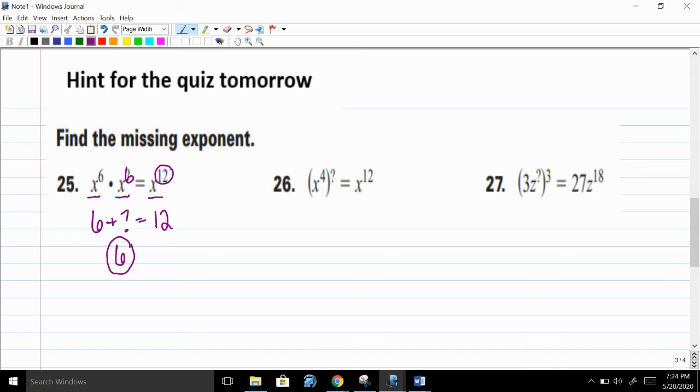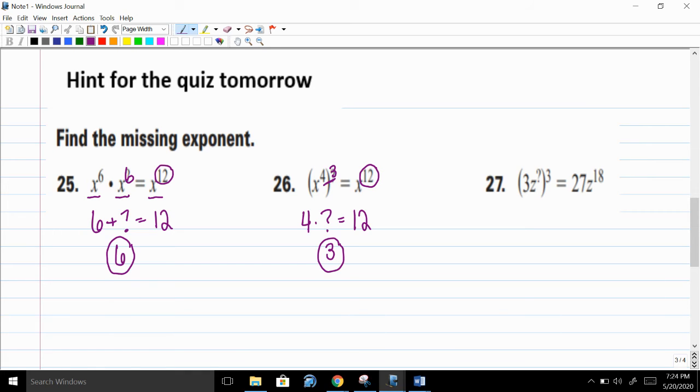Number 26, you have x to the 4th, to the power we don't know, equals x to the 12th. This is an exponent-high-multiply situation. So you know that 4 times whatever the question mark is has to be 12. You should know that that is 3. 4 times 3 is equal to 12. That's our question mark, right? Exponent high multiply. 4 times 3 would give me that 12.